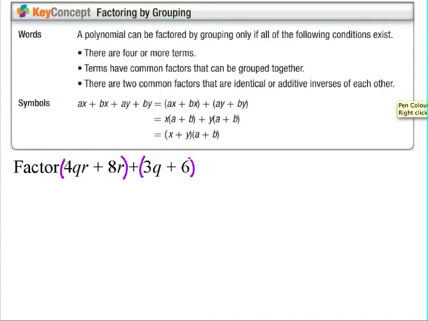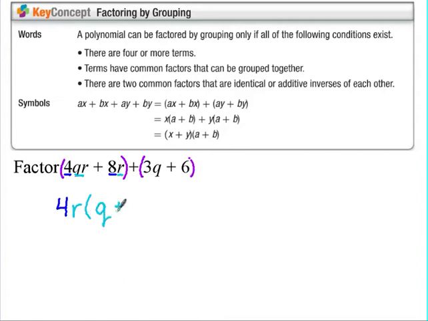What is in common with the 4 and the 8? A 4, right? Then what else is in common with these 2? An r. Very good. So when I take a 4r from 4qr, what is left? Nothing. A q.